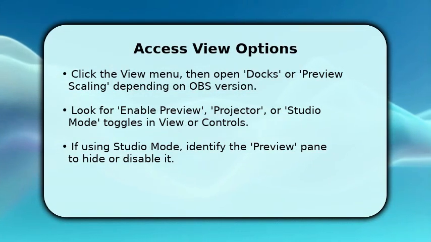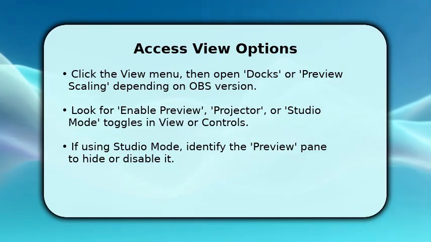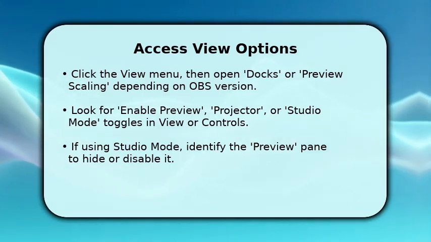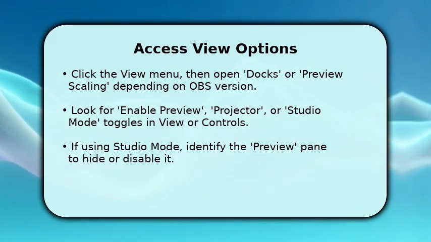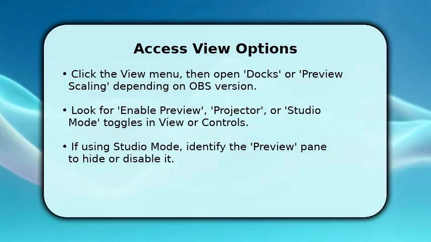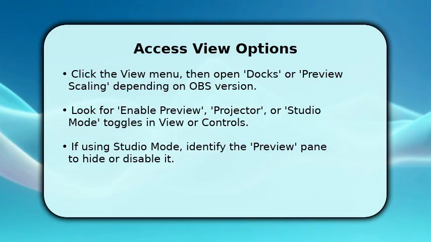Next, go to the View menu to find preview-related controls. OBS places preview toggles under View or as a dock. If you see Studio Mode, disable it to remove the dual preview/program panes. This stops the separate preview display.